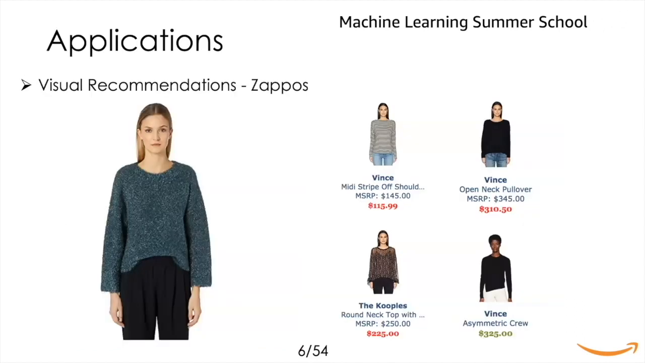Another place where you can see CNN at work is in visual recommendation. So if you've been to the Zappos store, which is the clothing and shoe retailer owned by Amazon, it has a widget that provides visually similar recommendations. So this is the product that you're looking at and it gives you visually similar recommendations. And this engine is powered by CNNs.